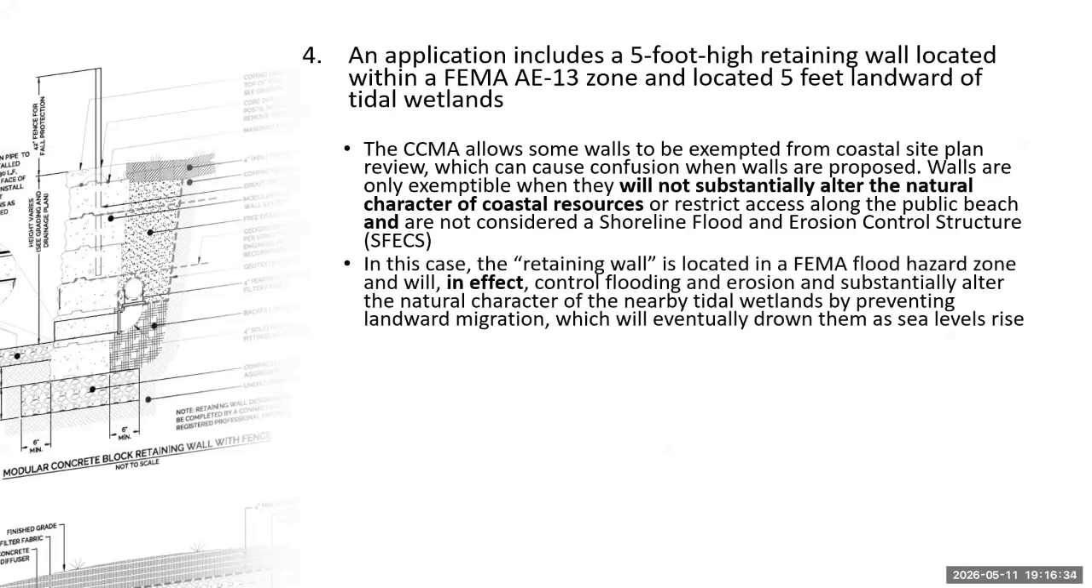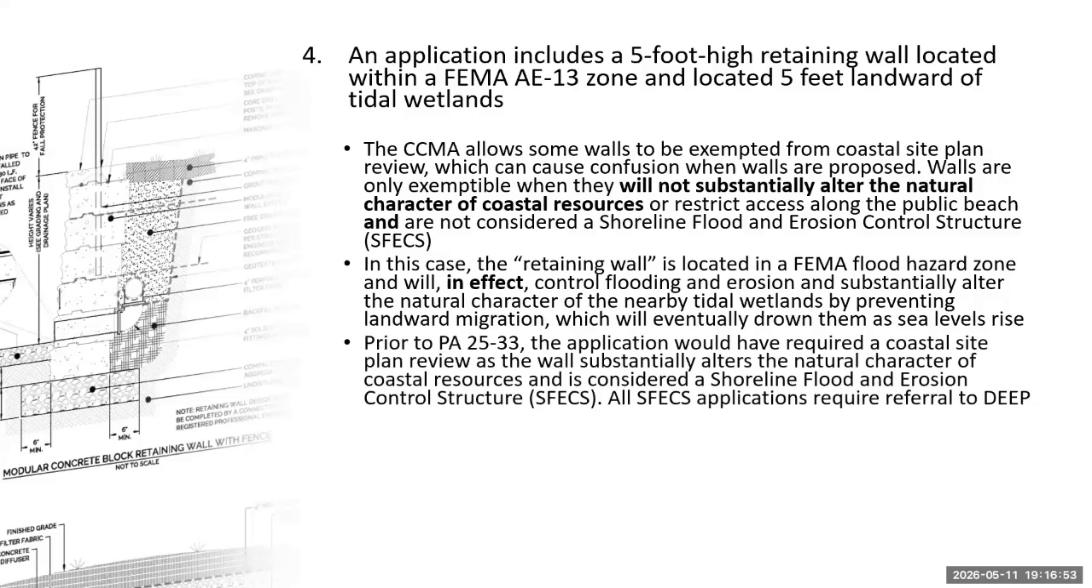So in this case, you have a proposed retaining wall, which is in the flood hazard zone, abutting tidal wetlands, and will in effect control flooding and erosion and substantially alter the natural character of those wetlands. It does it in this case by preventing landward migration, which will eventually drown the wetlands as sea levels rise.